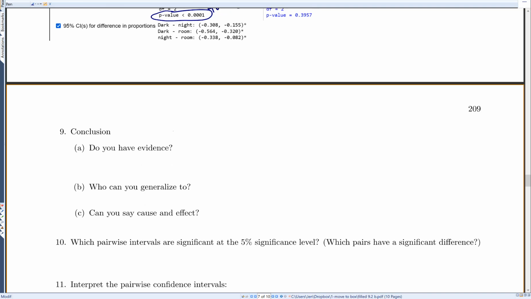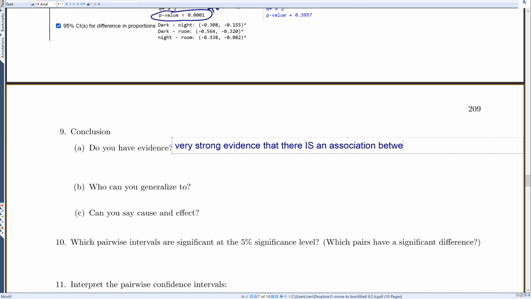So for our conclusion, do we have evidence? Okay, well, our p-value was very, very small, so we would have very strong evidence that there is an association between the type of light and whether or not they are nearsighted.